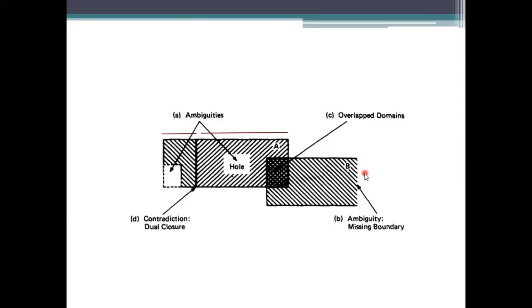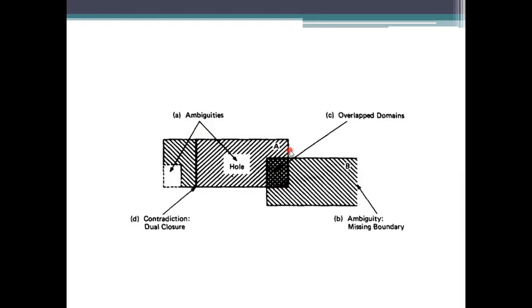And coming to the closure. Closure means we should provide the boundary, and also the domain we are presenting should not include any partition or any splitting in between. So these are the problems we are having with the domains. One problem is ambiguity, and the next is the missing boundary, which creates ambiguity also. And the next one is the overlapped domains.